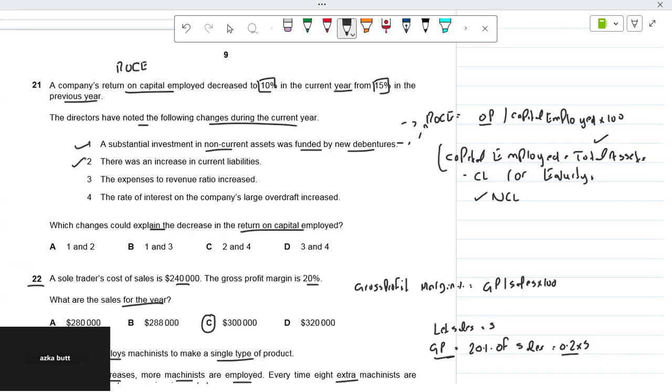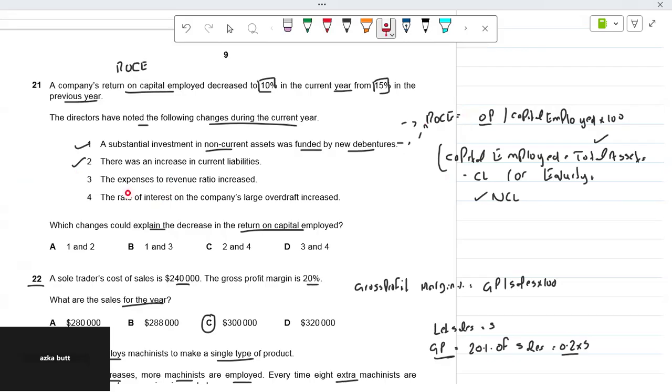Now let's analyze the second option. The second option is that there was an increase in the current liabilities. So how will this impact the ROCE? An increase in current liabilities reduces the capital employed, since capital employed is equal to total assets minus current liabilities. So if the operating profit remains the same or decreases, ROCE could decrease. So this change could also explain the decrease in ROCE. So option 2 also seems to be right.